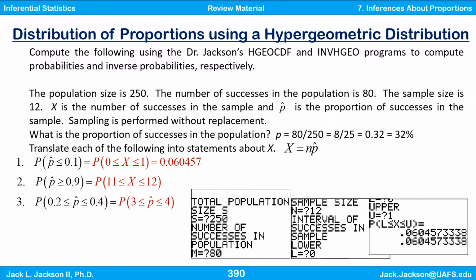12 is the sample size. For the interval of successes, we go from lower 0 to upper 1. And we get 0.060457. See if you can do the next one.